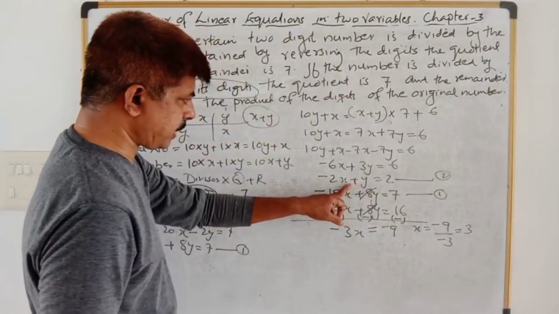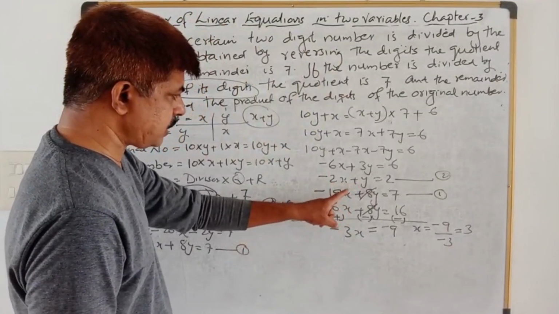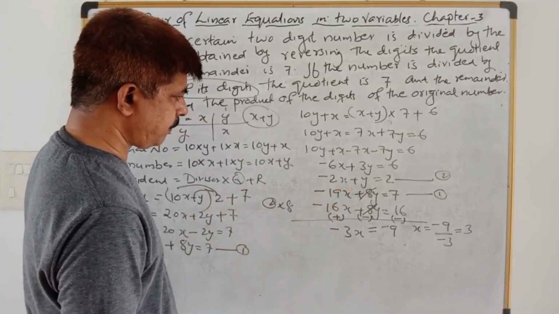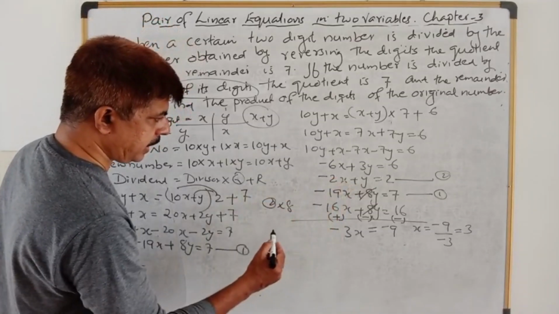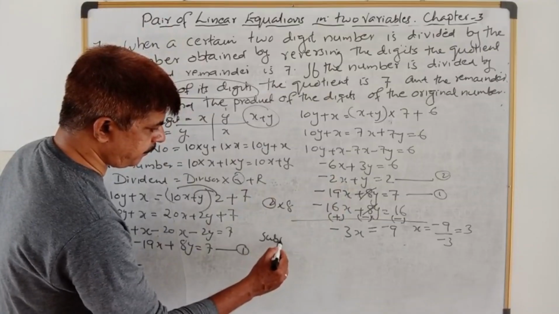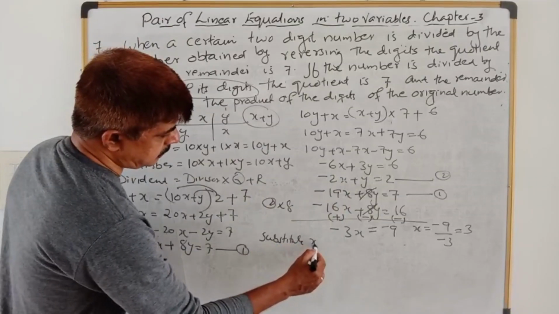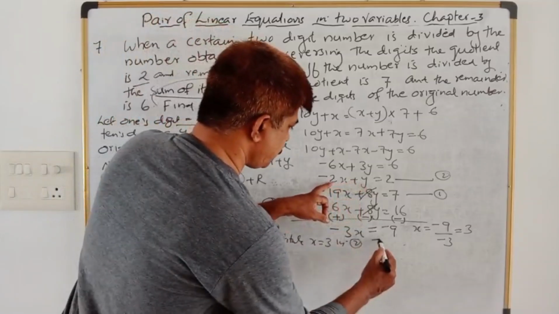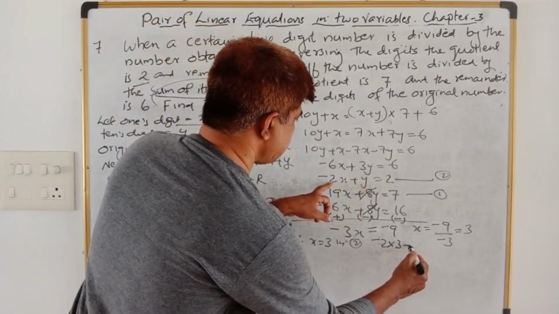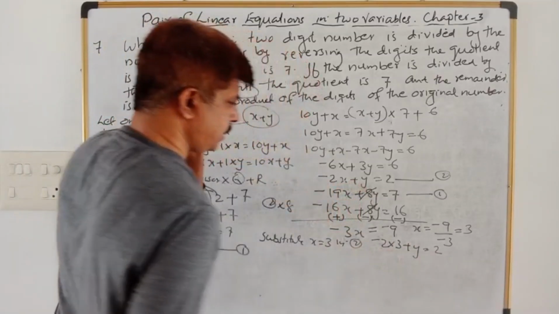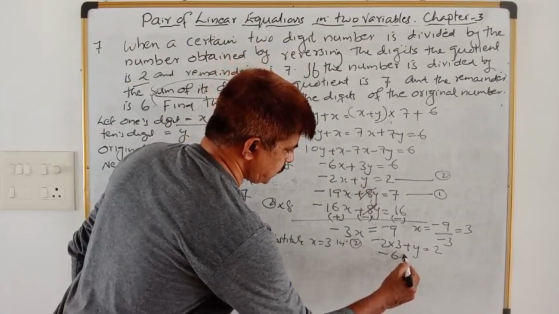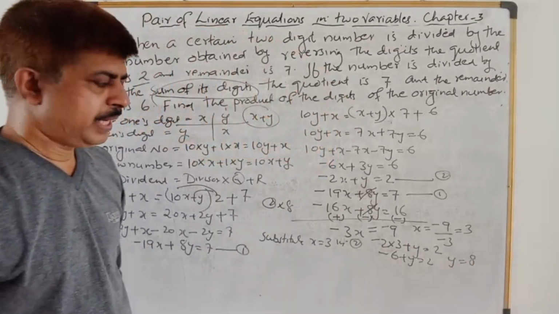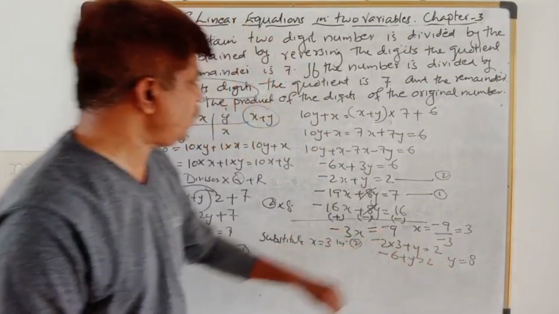Now let us use any of the equations. Let us use equation 2 to find the y value. Substitute x equal to 3 in equation 2. So minus 2 into 3 plus y is equal to 2. So minus 6 plus y is 2, which means y value is equal to 8. We got both x and y values.